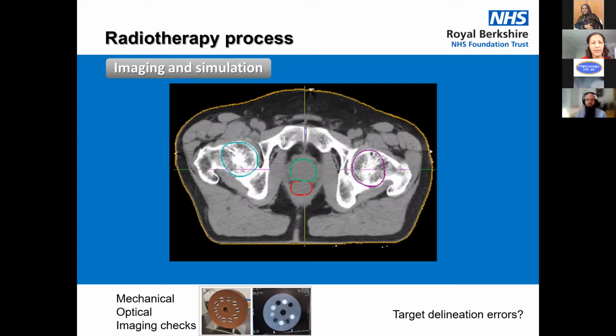The CT scan is then sent to the doctors where they outline the tumor. For instance, this is a prostate cancer patient. In green, you see the prostate. In red, you see the rectum. And actually, the rectum is an organ at risk that you want to spare. But you see how close they are. So it's very important to be very accurate when you target this type of tumor.